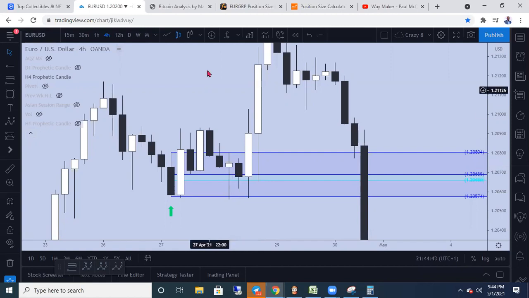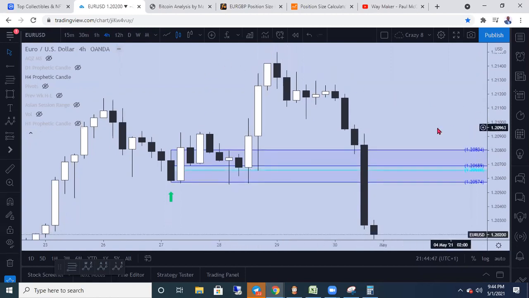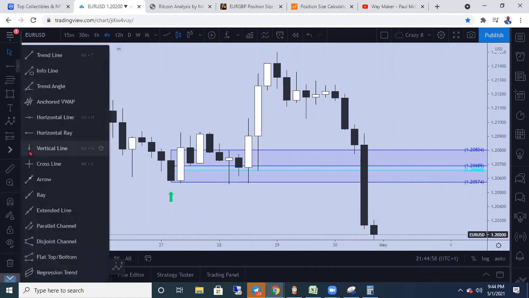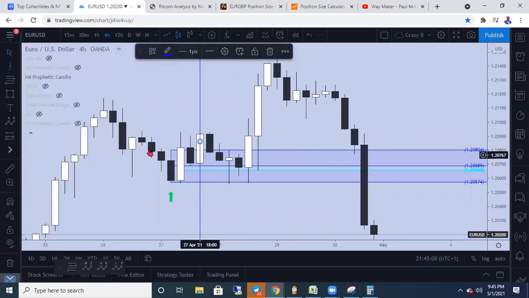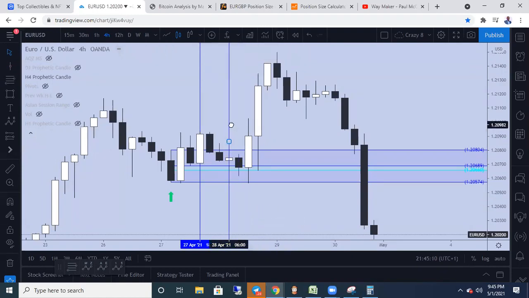So price came to our preferred entry, bought, came to our preferred entry, bought, came to our preferred entry, bought, whoosh, several times. Now, let's see how would we have taken this trade every single time that price came. So we're going to put a vertical line here, another one here. That's okay. Maybe another one somewhere around there.